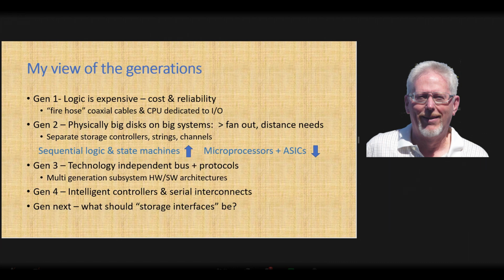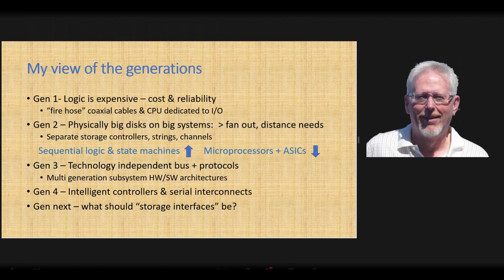In generation 2, we really transitioned into the disk world with larger disks on big systems, and the needs for fan out and distance to put those big systems that you saw in Tom's picture really drove a lot of the architecture. So storage controllers became separate, and then they were modified to have strings and channels to kind of expand the fan out. And you look at the implementation technology before in generations 1 and 2, they were really sequential logic and state machines, and subsequently to generation 2, we are driven by microprocessors and ASICs.